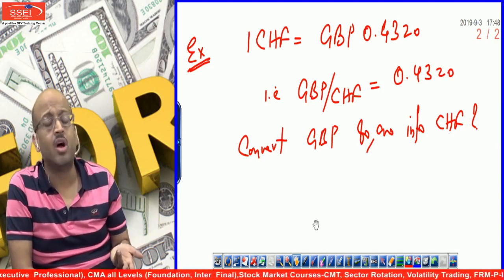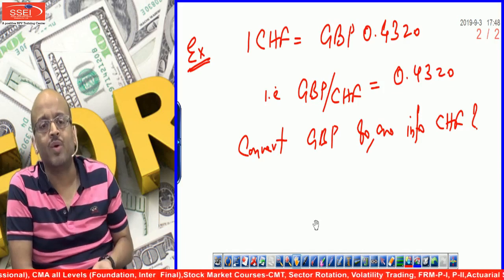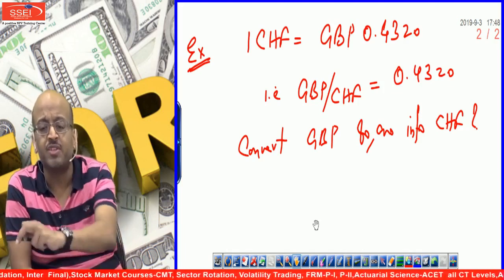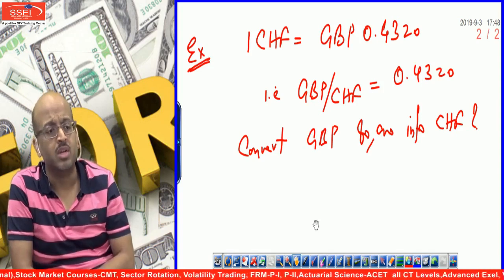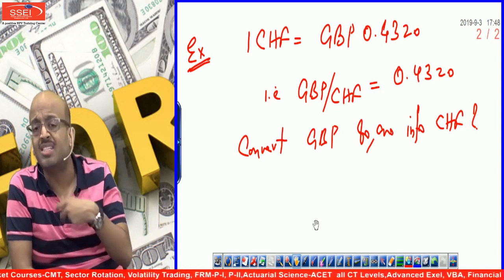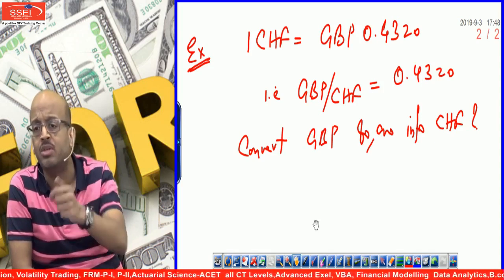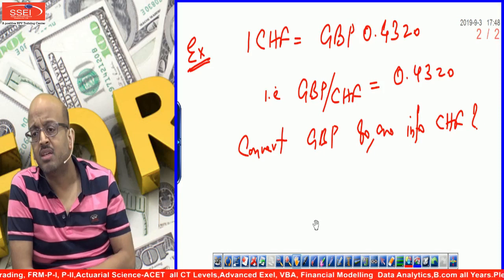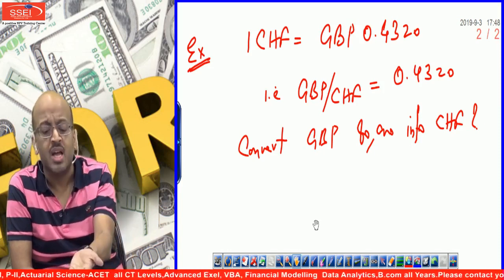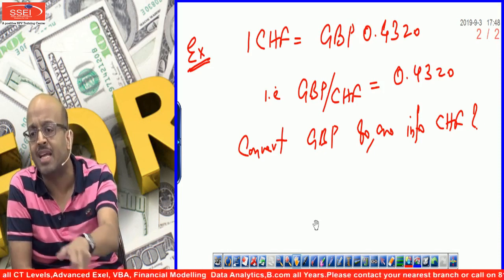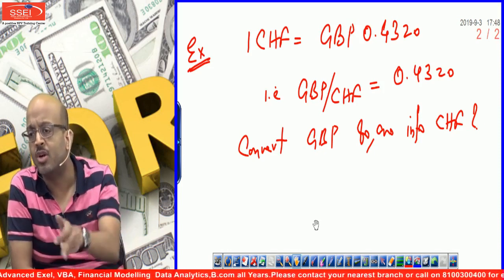And I think I need not give the logic. Why should I? It is the price of CHF. 1 CHF is 0.4320 pound. So if there was 80,000 CHF, we would have multiplied. But it is 80,000 what? Pound. It will be divided. There shouldn't be any confusion, because if it had been 80,000 CHF is how many pounds, we would have multiplied. No, it is the price of CHF. It is not the price of pound.